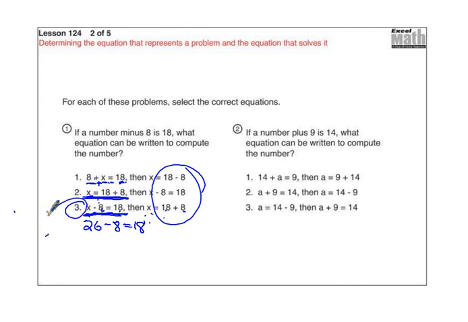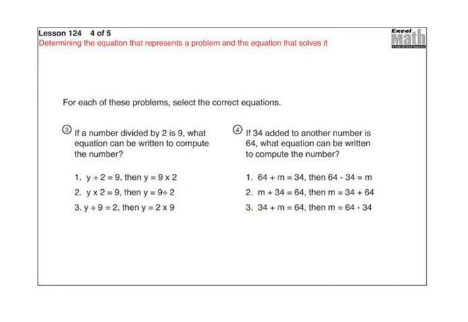Okay, try number 2, pause the video, turn it back on when you're ready to see the solution. All right, which one do you guys think it is? A number plus 9 is 14. You think it's number 1? Think it's number 2? A number plus 9 is 14. I think it's 2. That's the only one that makes sense with this. A number plus 9 is 14. Hopefully you picked that one.